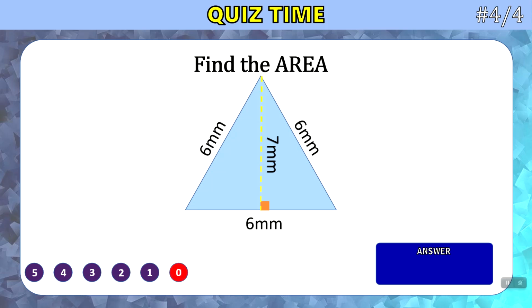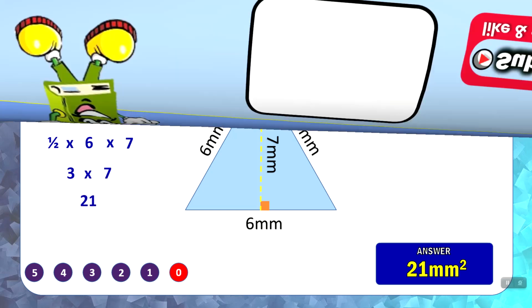Time's up. Can you see the base and the height? The answer is 21 millimeters squared. Half times the base is 6, multiplied by the height is 7. Half of 6 is 3 times 7 is 21. The answer is 21 millimeters squared.